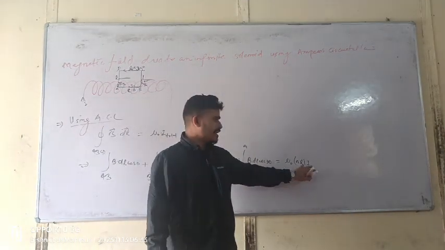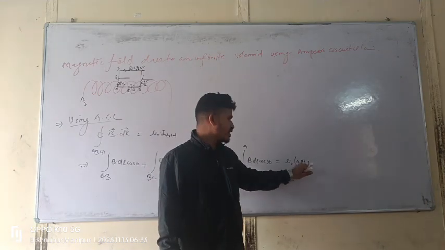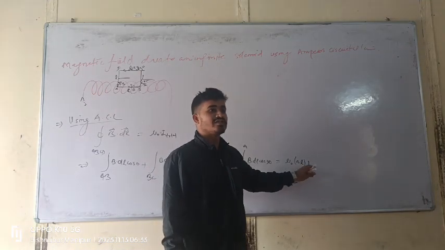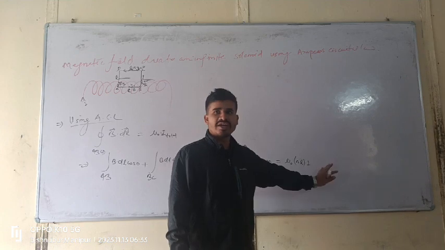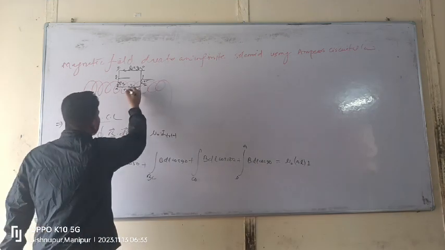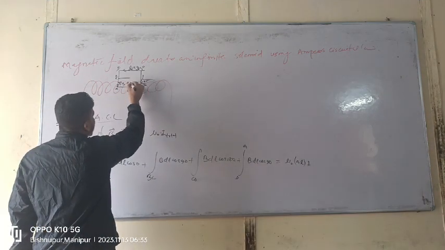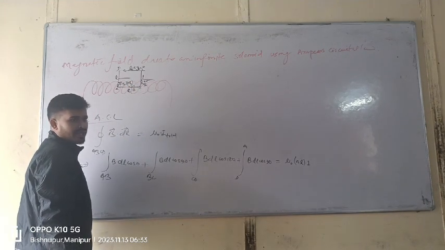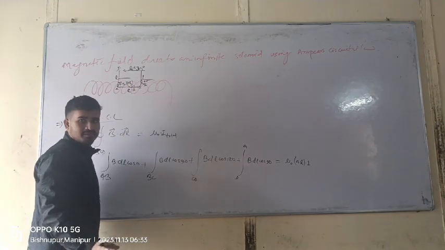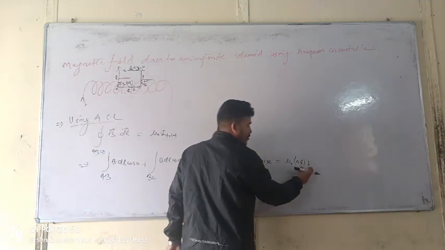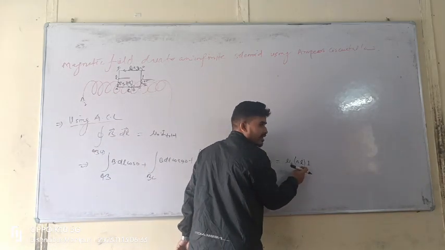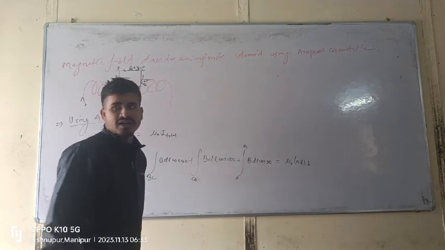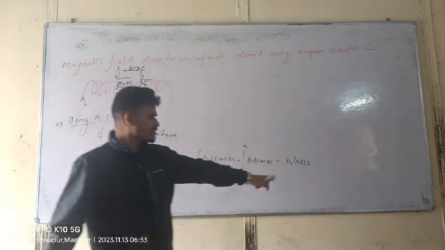Why am I taking nL? Small n is the number of turns per unit length, so n into L means the total number of turns. And how many currents? N currents, na? That's why it is nL into I. Clear? This term, clear or no?